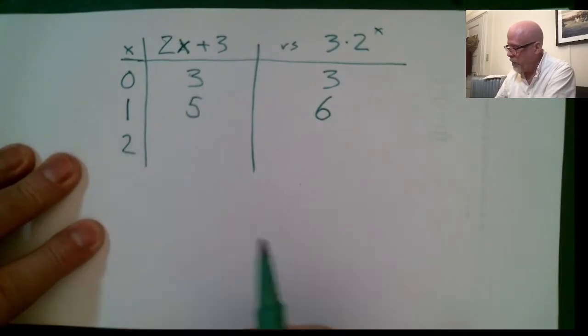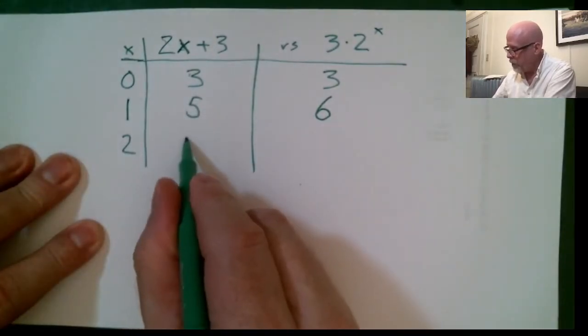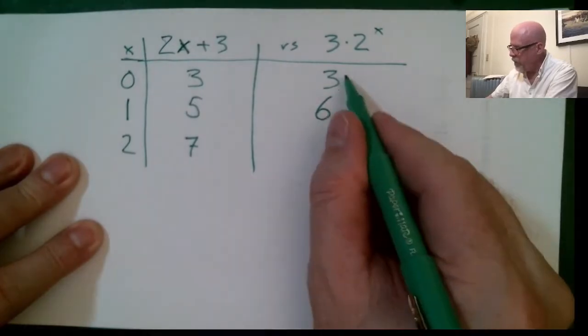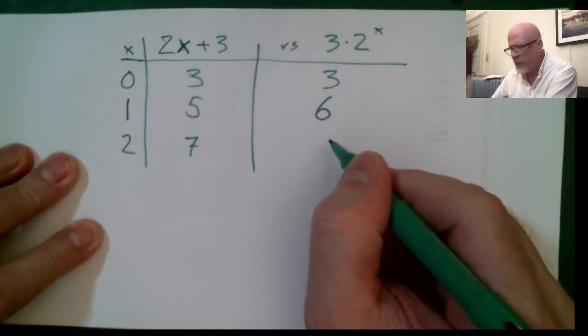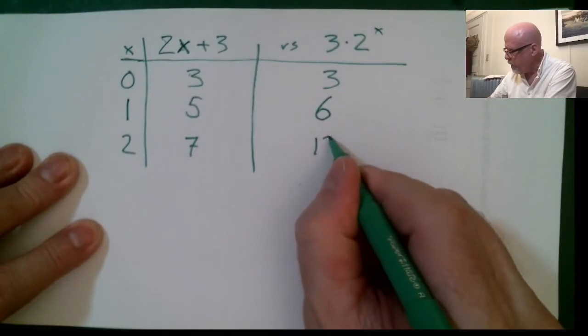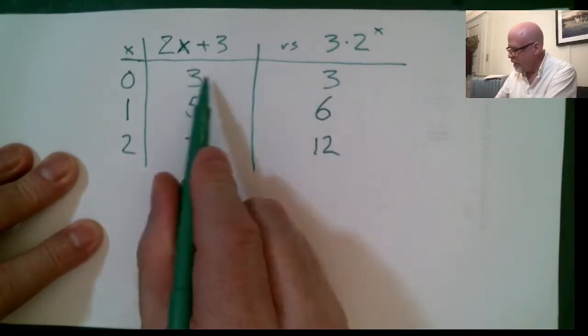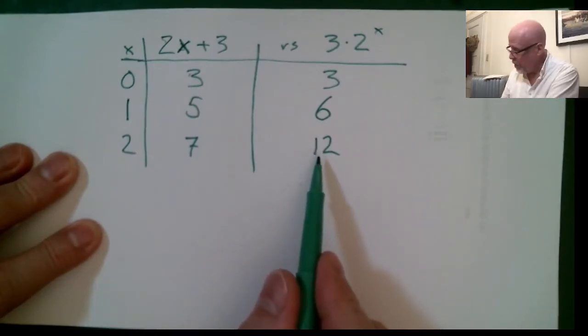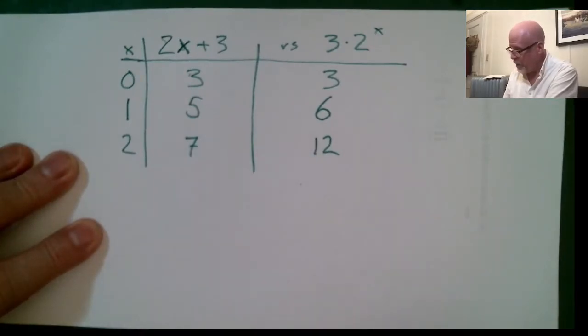If I go to x equals 2, this guy bumps up to 7. But this guy, what were we doing to go from 1 to the next in this? We're multiplying by 2. So this guy goes to 12. They were tied up in the beginning. This one's 1 ahead there, but suddenly it's 5 ahead. It's almost double the other side of it there.